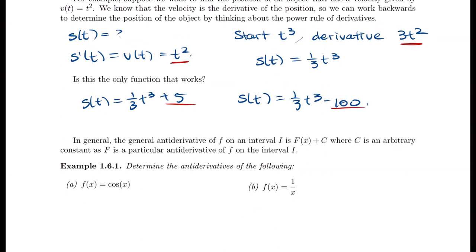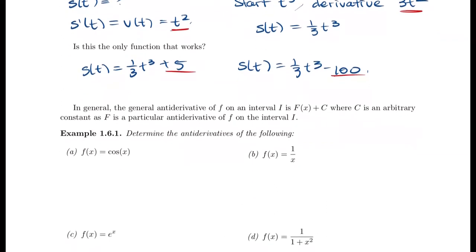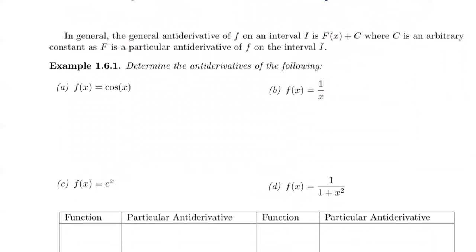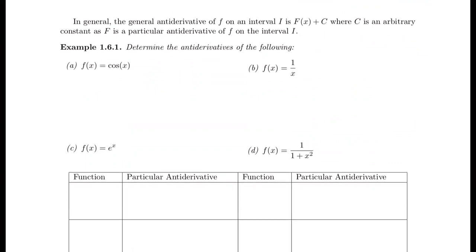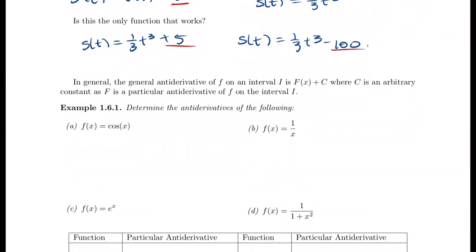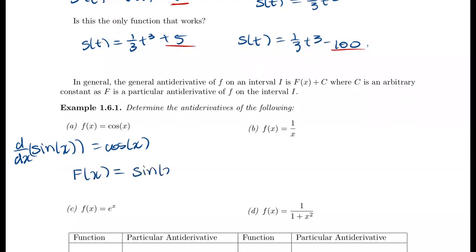Okay, so let's have a look at the following functions. We want to determine the antiderivative of cosine of x. Well, if we take the derivative of sine of x, we know that is equal to cosine of x, right? So if we take the antiderivative, the reverse derivative of cosine of x, we should just get sine of x here. So F of x would just be sine of x plus c.